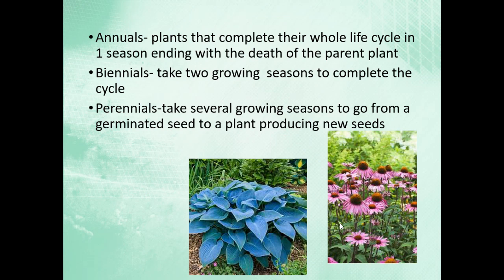Annuals, biennials, and perennials. These are all different types of plants, and it describes when they come back, or if they come back. So annuals are plants that complete their whole life cycle in one season, ending with the death of the parent plant. Biennials take 2 growing seasons to complete the cycle, and then they die off. Perennials take several growing seasons to go from a germinated seed to a plant producing new seeds.